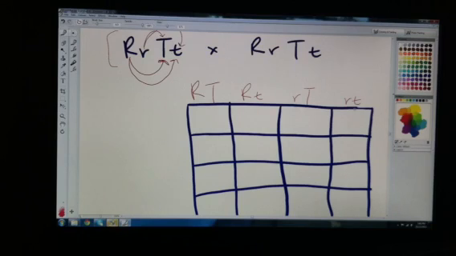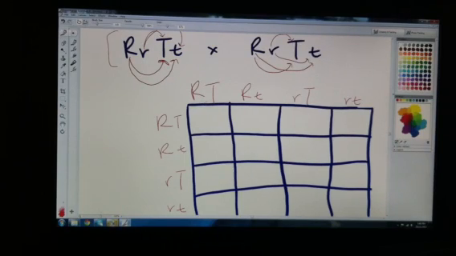That's possible. Now let's go ahead and do the male. So here, this dominant R could very easily end up in a sperm with a big T, or that same R can end up with a little t. Then the little r can end up with a big T, and a little r can end up with a little t.